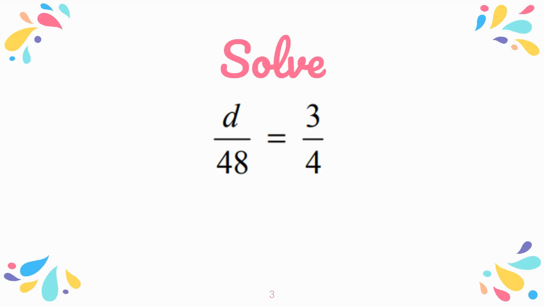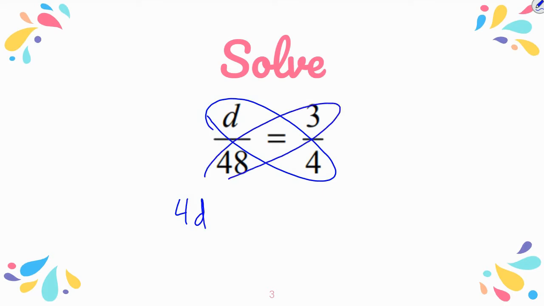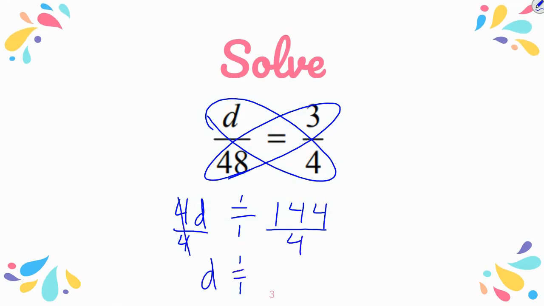Let's take a look at an example of that. So we have d over 48 equals 3/4. If we wanted to solve this proportion, we would take d times 4, which is 4d, and set that equal to 48 times 3, which gives us 144. Now that we have that, we're going to just solve this like a one-step equation. Divide both sides by 4, and we're left with d equals 36. That part should be a review from last year.